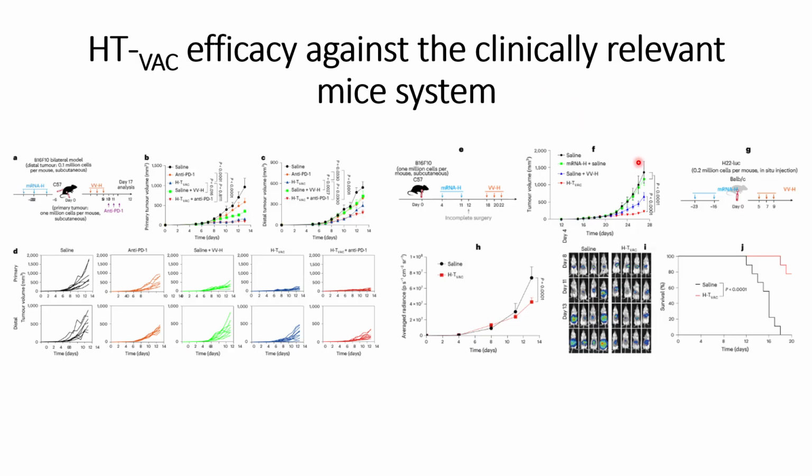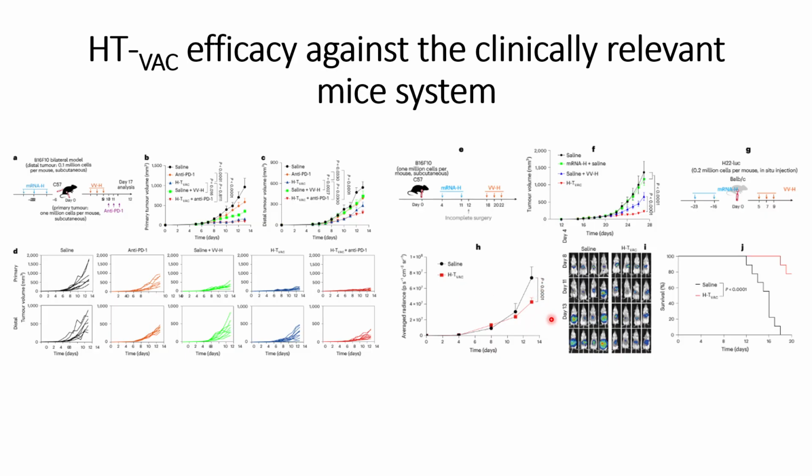Thereafter, finally, they checked it for a highly metastatic liver cancer cell line, the H22 luciferase cell line. Here the model system is the same: they first introduce the hepatitis B mRNA, then inject the H22 cell line, and after 5, 7 and 9 days they inject the virus that can express hepatitis B surface antigens on the tumors. In this case also, they see that HT-VAC is able to inhibit tumor growth compared to the control case.